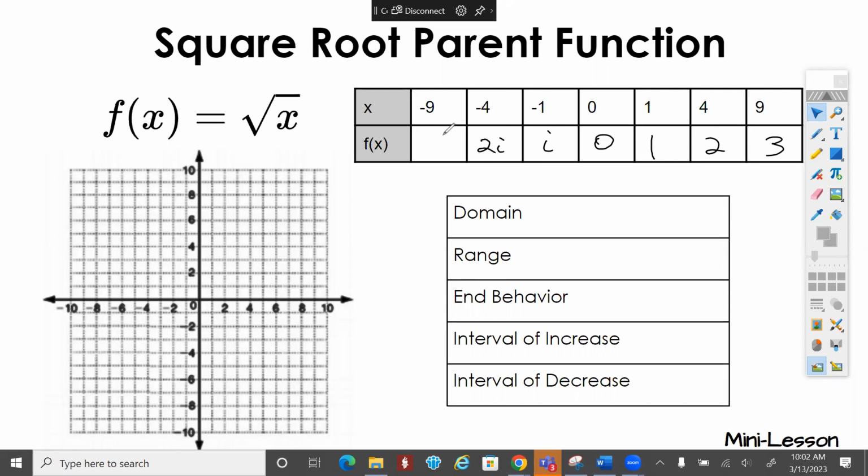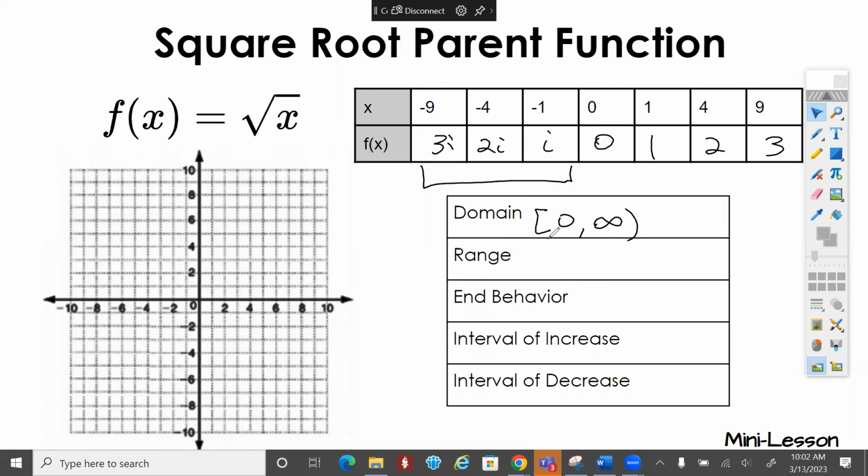Square root of -9. Okay, so notice how you've got imaginary on the left-hand side. Like after 0, we start going imaginary, right? But our domain is going to be from 0 to positive infinity. Okay, so from 0 to positive infinity, because everything else is imaginary, right?